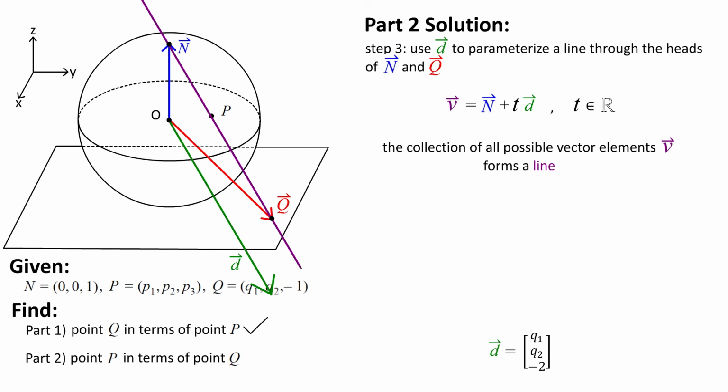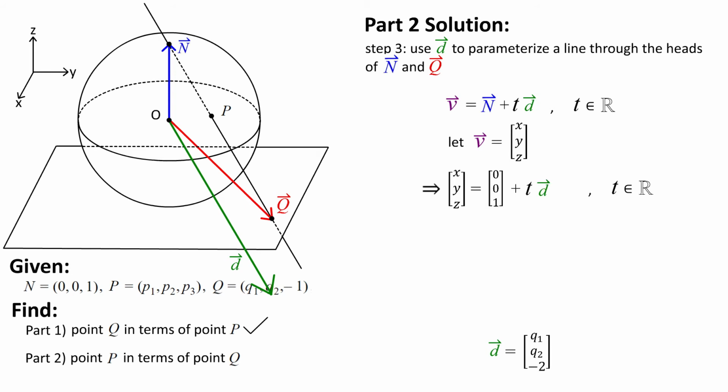We could have offset the line in the direction of vector q by adding vector q instead of vector n if we had wanted. We'll now let vector v equal xyz, therefore plugging in vectors n and d, we get that xyz equals 0, 0, 1 plus t times q1, q2, negative 2, where t can be any element of the real numbers. We now have a formula for our line, and we know that the heads of all the possible vector v's are restricted to landing on this line.